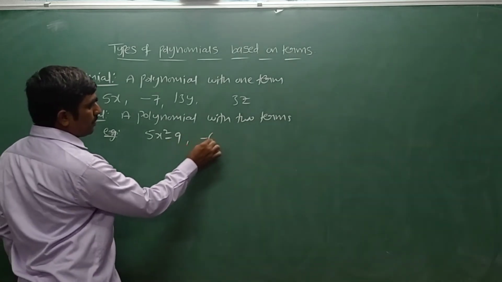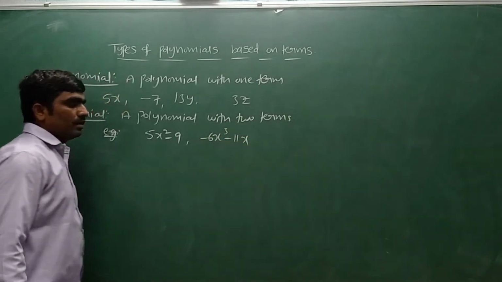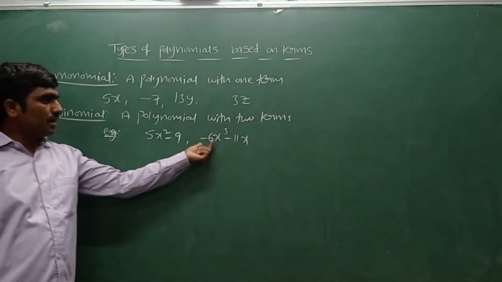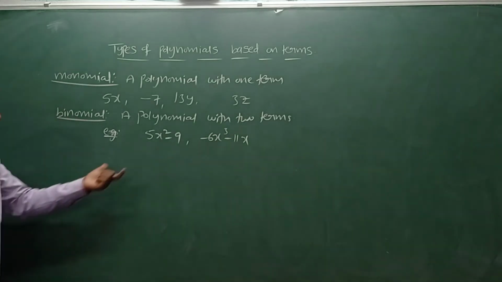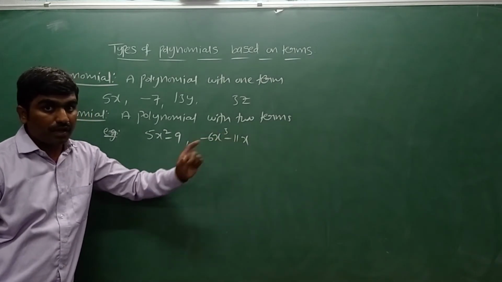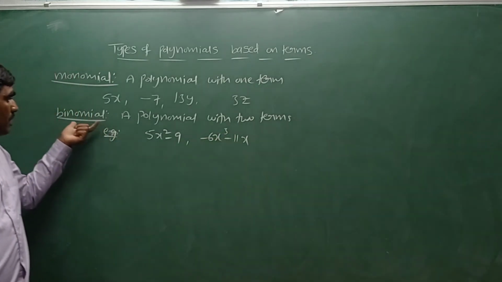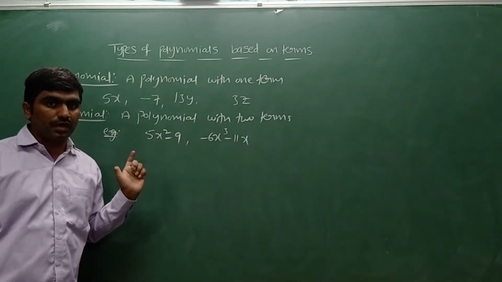One more example: minus 6x cube minus 11x. A polynomial which contains only 2 terms is called a binomial. Here you can see a binomial with degree 2, a binomial with degree 3. Binomial is not dependent on degree. Binomial is what? Having only 2 terms or not. That we need to check.